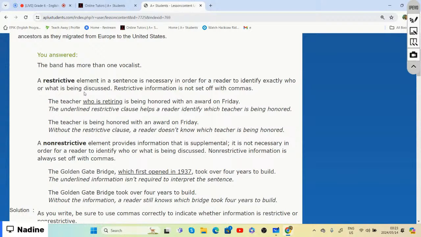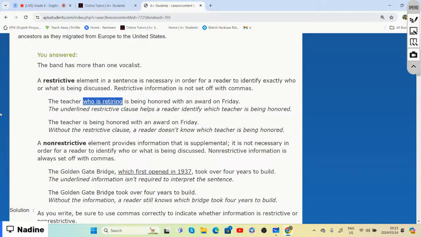All right. So once again, before we continue, it says: the teacher who is retiring is being honored with an award on Friday. So that sentence that is underlined is a restrictive clause, and it helps a reader to identify which teacher is being honored. That is without even putting commas. You just say straightforwardly that the teacher who is retiring is being honored with an award on Friday.